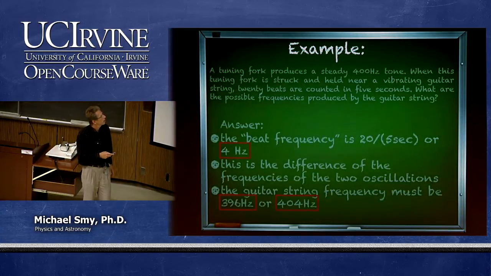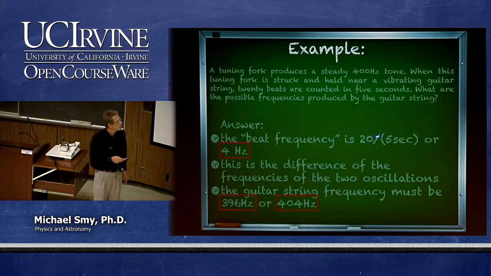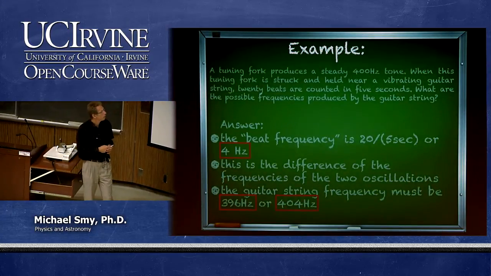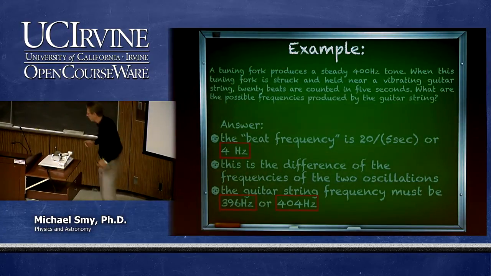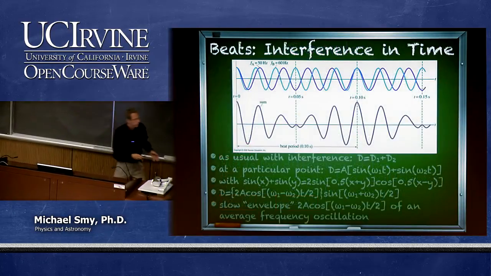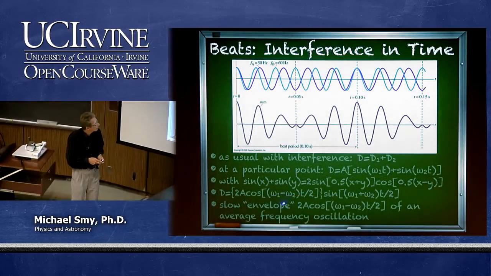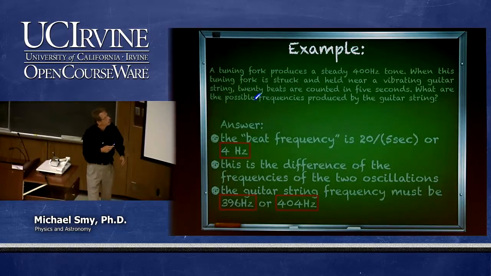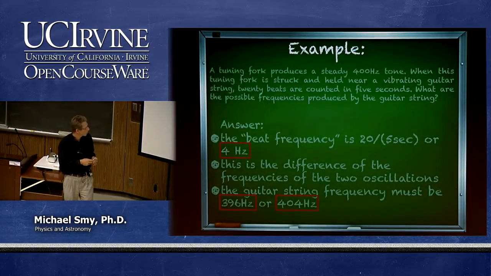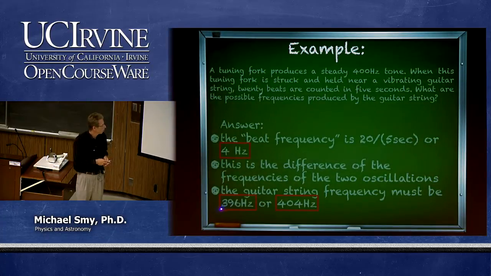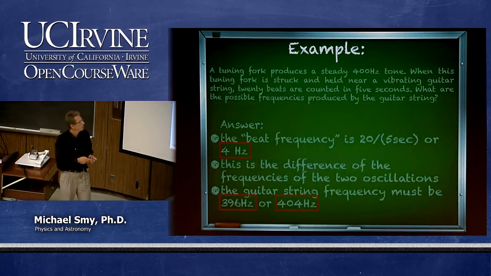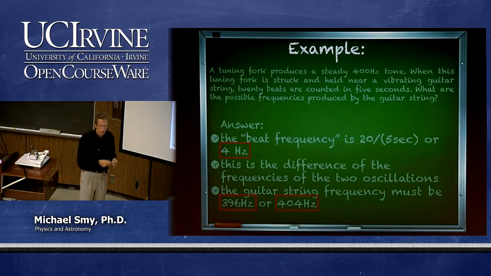And the answer is, the beat frequency is 20 beats divided by 5 seconds, or about 4 Hertz. As shown on the previous slide, the beat frequency is related to the difference of the individual frequencies. Therefore, the difference between the tuning fork and the guitar string must be 4 Hertz, so it is either 396 Hertz or 404 Hertz. One can make use of these beat frequencies to tune instruments very precisely.